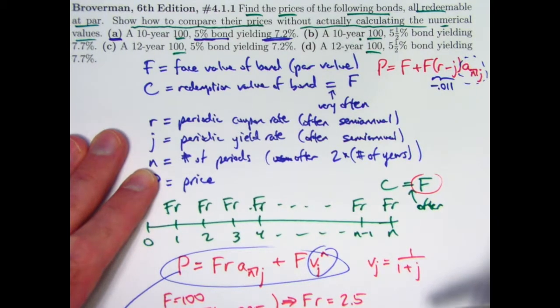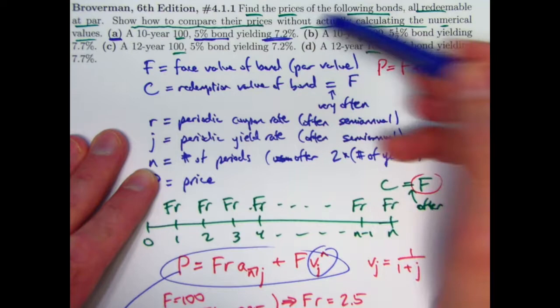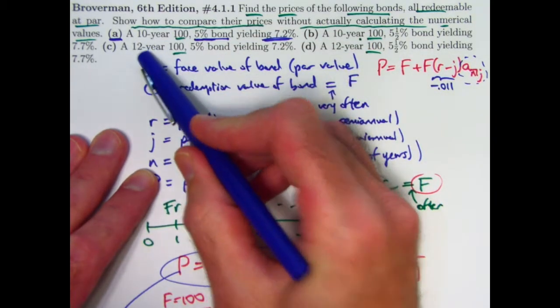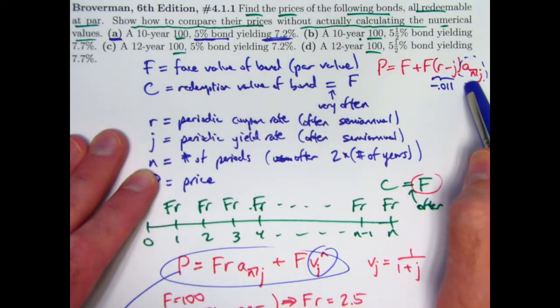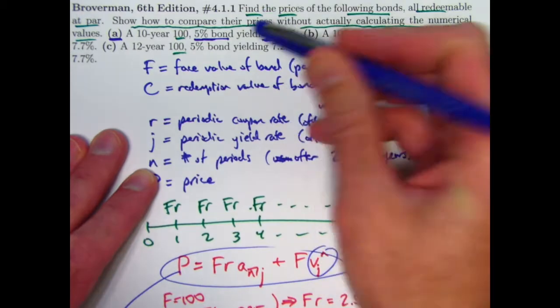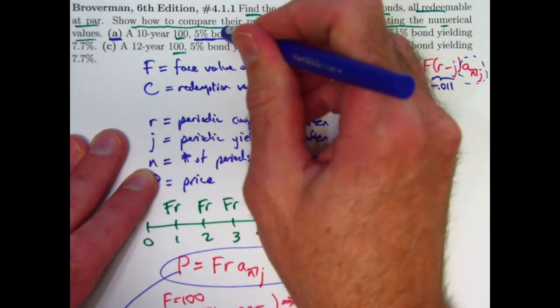Got that? All right, let's compare A and C. The r and j are the same. In this case, it's the n that changes. n is now 24 in part C instead of 20. For a fixed j, a_n does increase with n. As n increases, a_n increases. So a_n is bigger for part C than it is for part A.